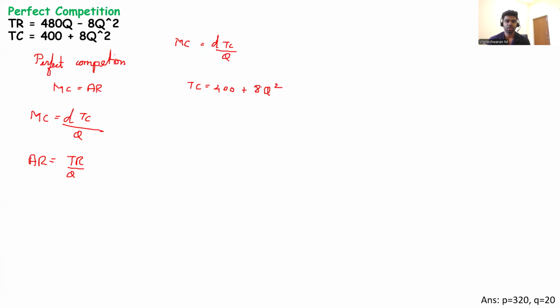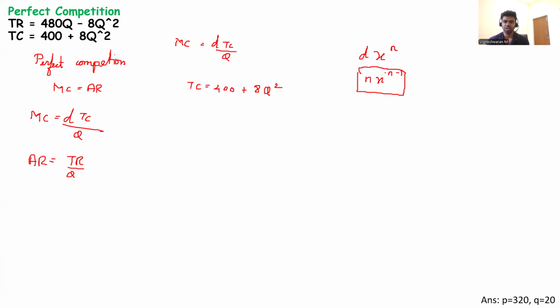8q square. Okay. Now, this condition, for example, x power n. If you want to differentiate x power n, it will be n x power n minus 1. This will be the answer.